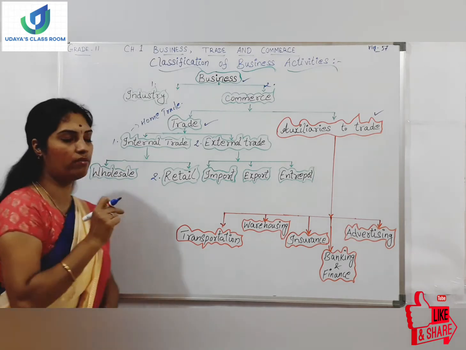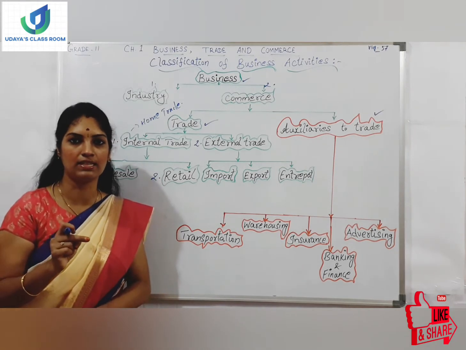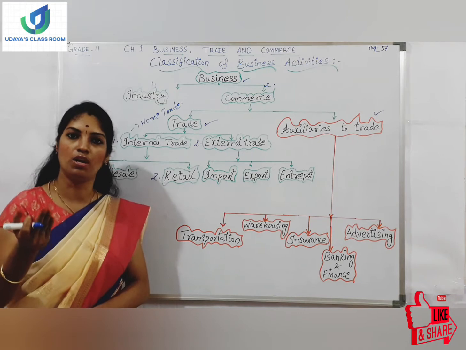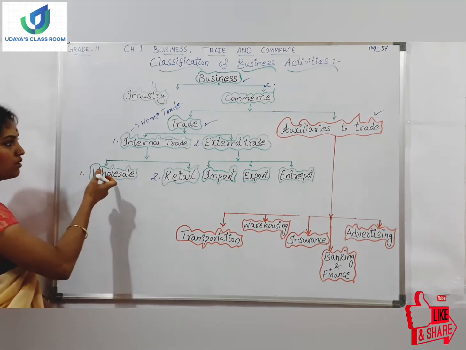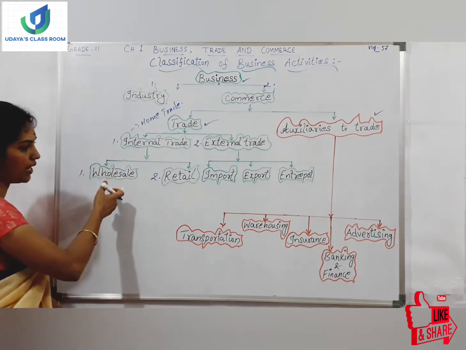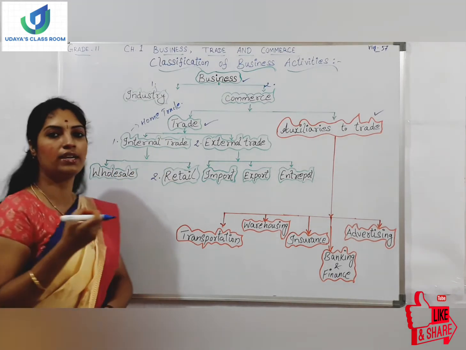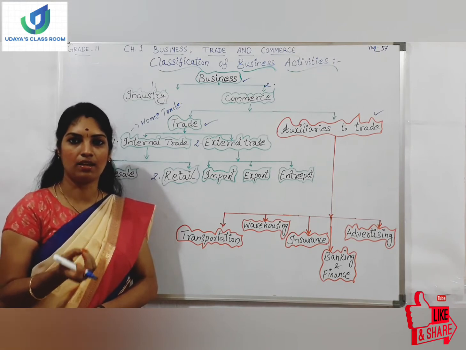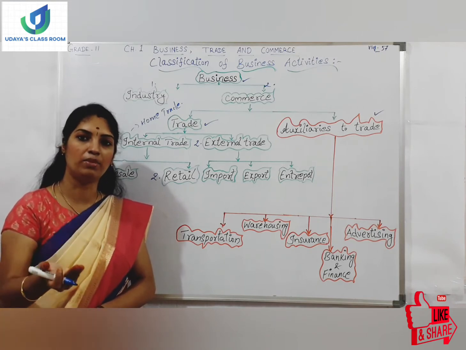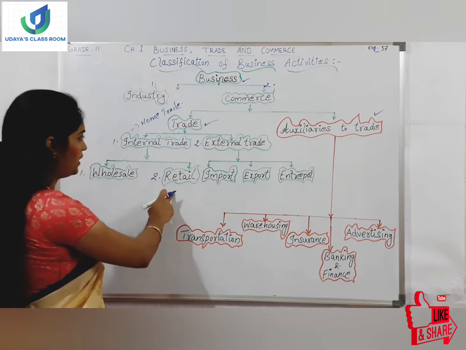Wholesale, we know very well, means buying of goods and services in bulk and then selling to someone. So, buying and selling in bulk is called wholesale, and that comes under internal trade. What do you mean by retail? In retail trade, the goods and services are purchased in smaller quantities and then sold. So, that is called retail.